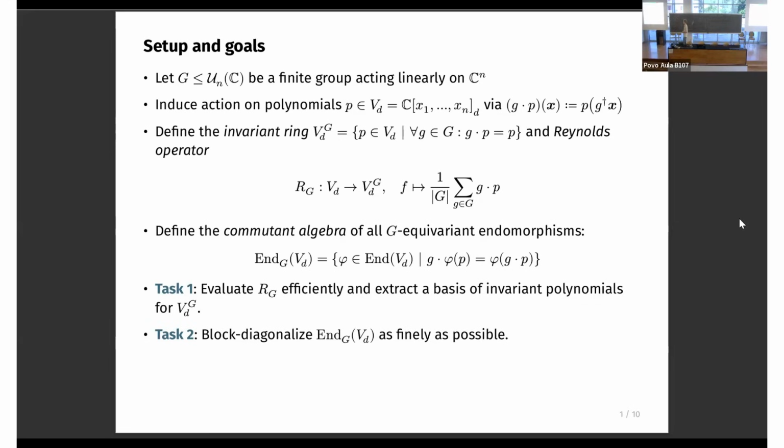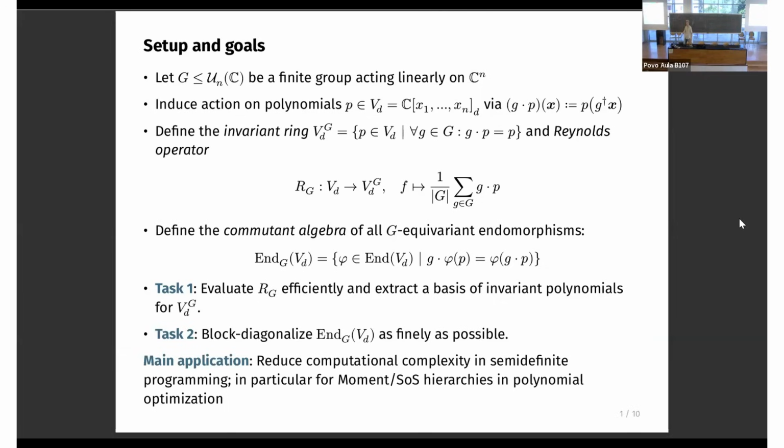And then the second big task is we need to block diagonalize the commutant. We can do that in such a way that we can do this as finely as representation theory allows. And this is computationally also a pretty hard task. And then the applications are, for me, the main application is in semidefinite programming, and in particular, those programs that come from moment SOS.